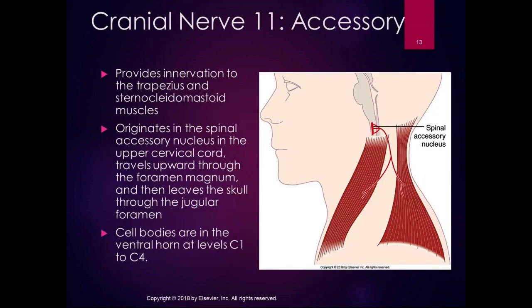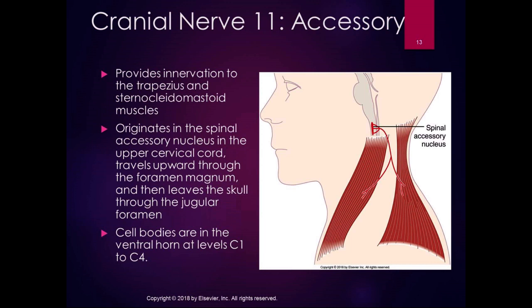Cranial nerve 11, the spinal accessory nerve, we talked about this in kinesiology when we were talking about the innervation for the trapezius and the sternocleidomastoid. It's obviously a motor nerve, and it originates in the spinal accessory nucleus in the upper cervical cord. And so it actually originates outside the skull, but it goes up into the foramen magnum and then goes out through the jugular foramen to innervate those two muscles.